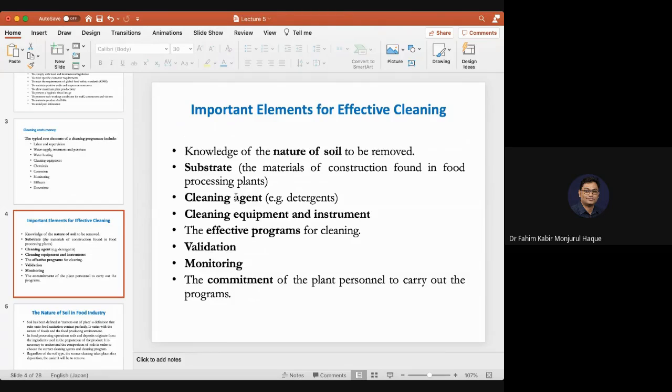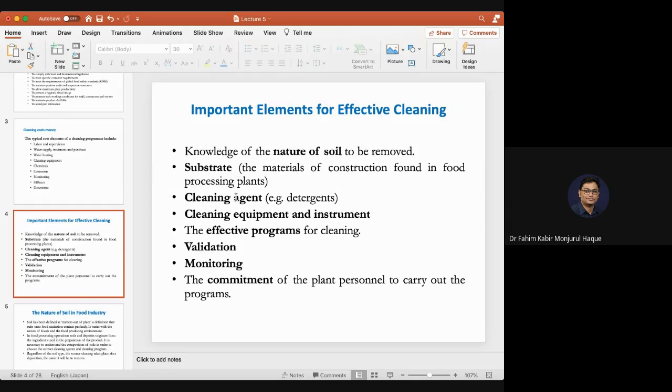Then, a proper cleaning program has some elements. Elements means it has some parts. For example, you want to implement an effective cleaning program in your plant. In that case, you should have some knowledge about your plant. Knowledge means what you are going to clean. So what do we actually clean? We clean dirt, we clean dirty things.